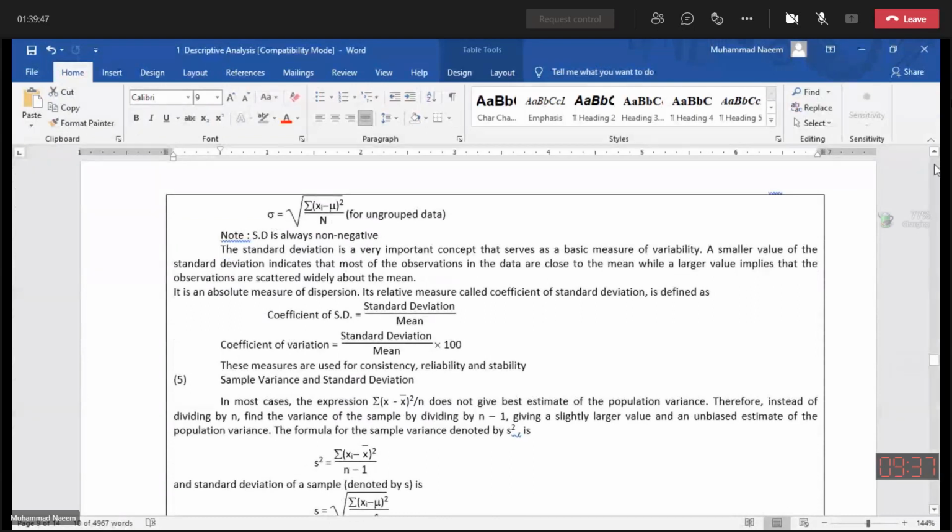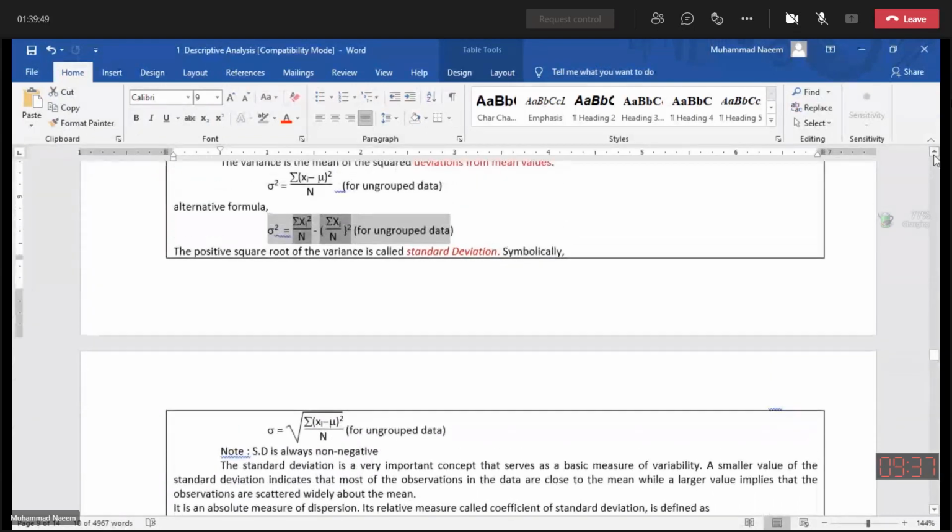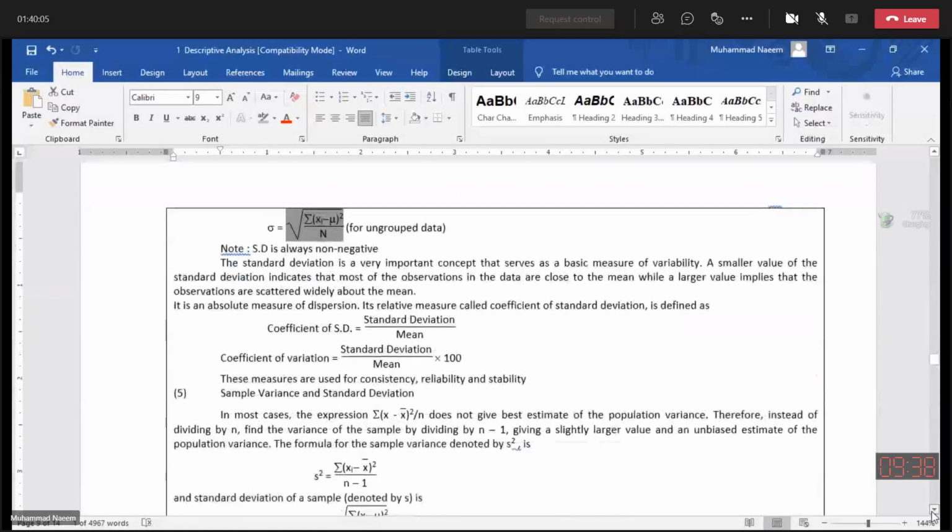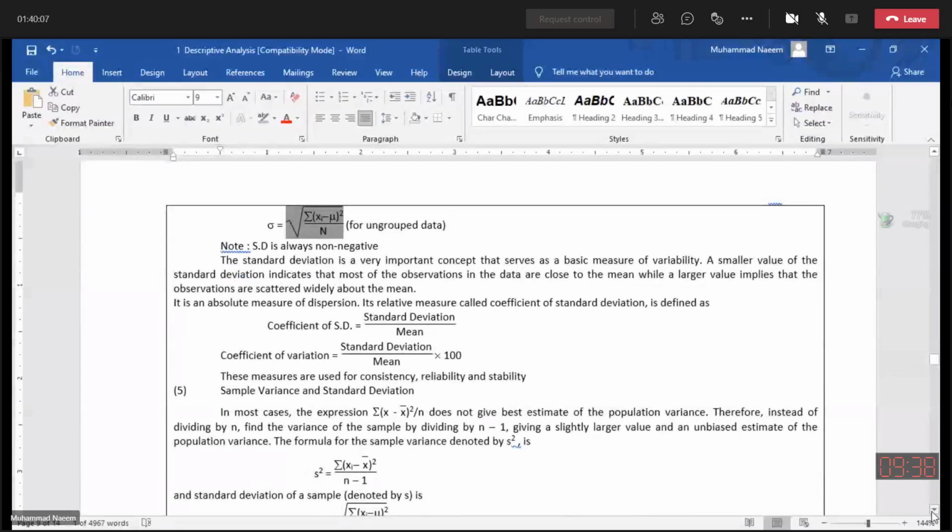Next is the standard deviation. Standard deviation is just the positive square root of the variance. Like this, positive square root of the variance. Again, this shows the deviations, how the values are falling apart from the mean value.